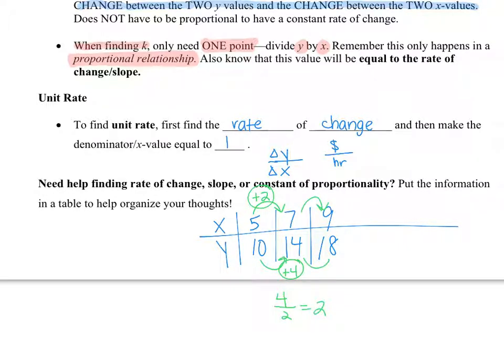And you can make sure it's constant by doing the next one. So you're going up by 4 again, up by 2 again. So 4 divided by 2 is still 2. So you would have a constant rate of change in this situation. So even if you're given a graph, you can pull some points off, put it in a table to help organize your thinking. Okay, that's it for your study buddy.